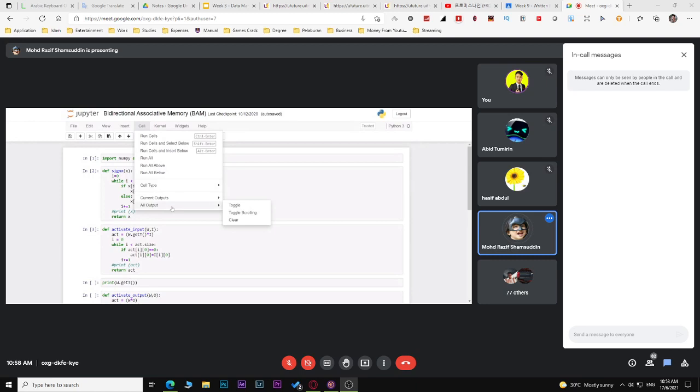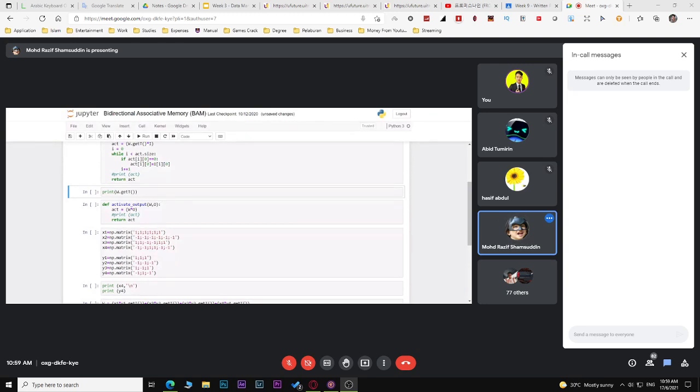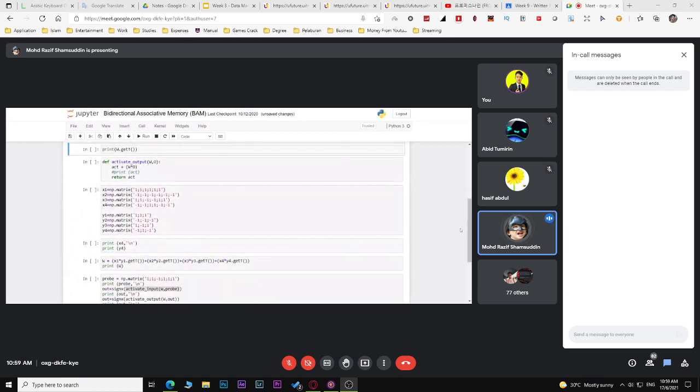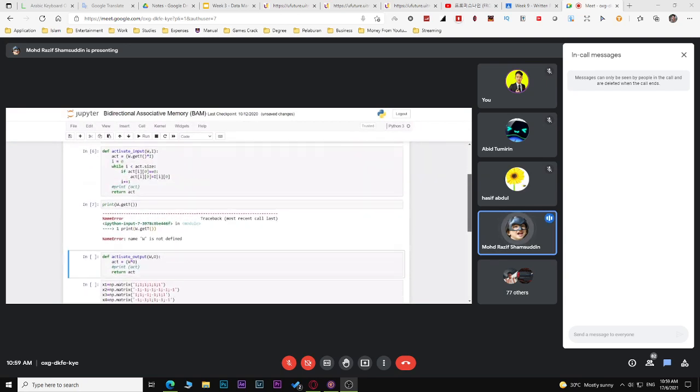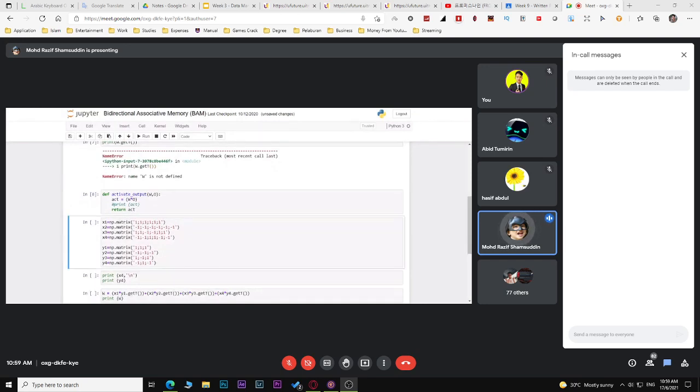So, saya clearkan dulu. Okay. First import numpy. Lepas tu, sign function. Lepas tu, yang ini activation dia. Activation biasa je. Yang ni rasanya tak boleh lagi sebab weight tu tak wujud lagi. Yang ini nak hasilkan output.